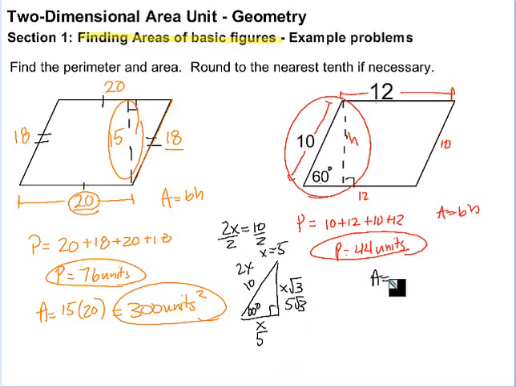So the area, the base is 12, and then we want to times that by 5 square root of 3. Well, 12 times 5 is 60, so we have to take 60 times the square root of 3, and our area in this case is 103.9 units squared.